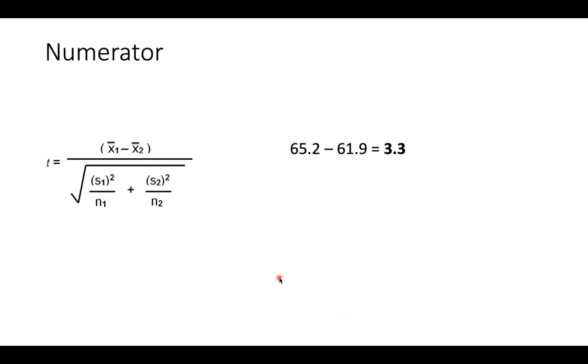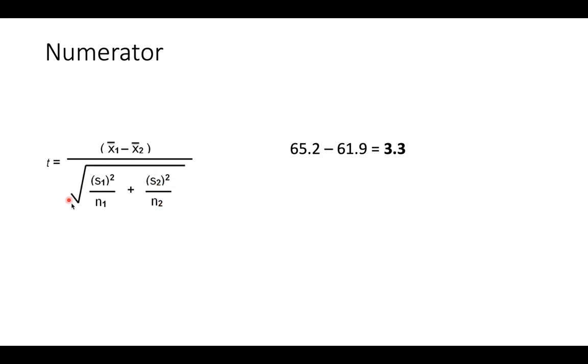So let's do the easy part, the numerator. Here's our t-test formula. Mean difference on the top. Easy peasy. The mean for men minus the mean for women, and we have a difference of 3.3 beats per minute between the average male and the average female. So this tells us that our groups do differ, right? By 3.3 beats per minute. Men have a nominally higher resting heart rate than women by 3.3 beats per minute. That's what our numerator tells us.